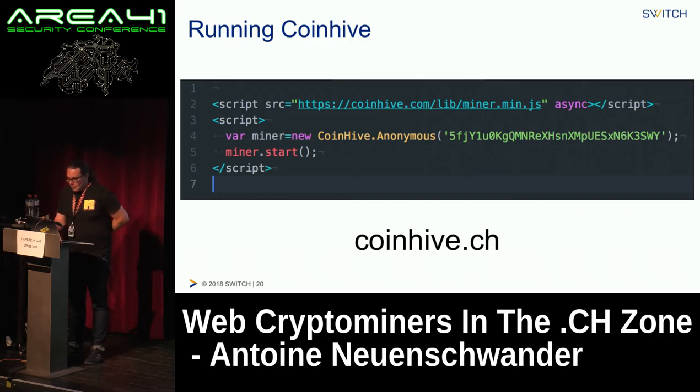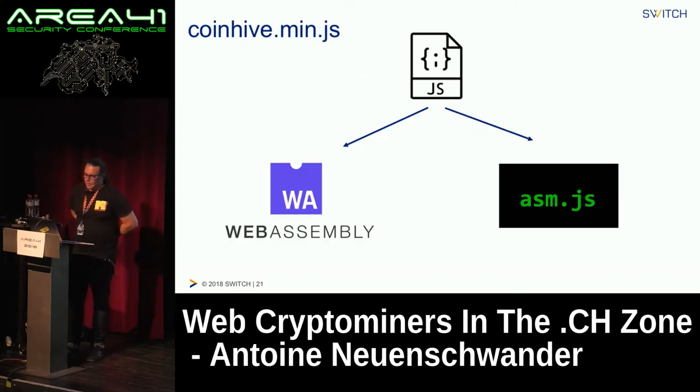Okay, so what happens when you download coinhive.min.js? You'll get a JavaScript file which will check if your browser supports WebAssembly. If it doesn't, it will load an asm.js version of the miner, which is actually a subset of JavaScript which works very efficiently. I have no idea how JavaScript is executed in a browser, but I know that some parts are compiled just in time. And I think the motivation behind asm.js is to make it as efficient as possible by knowing how the code is just-in-time compiled.